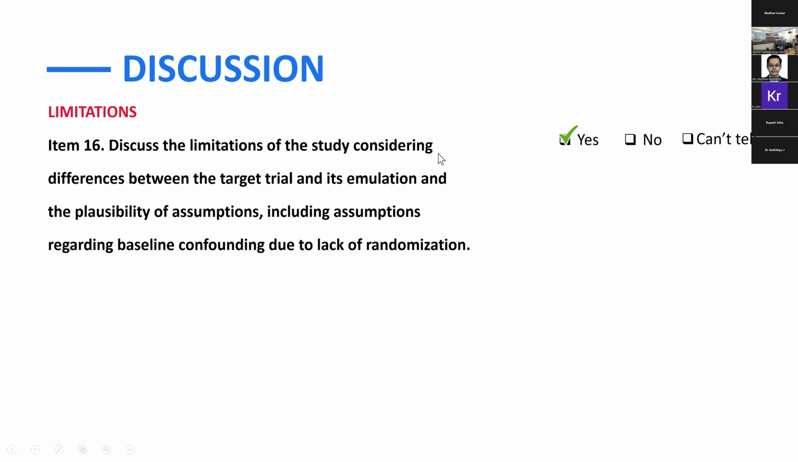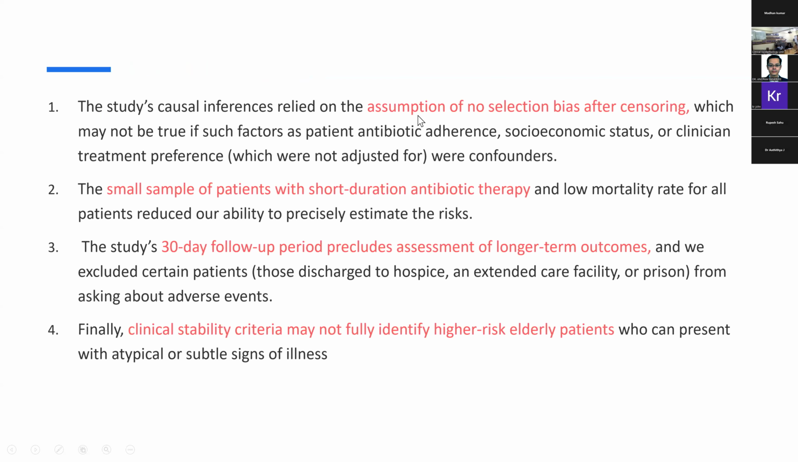Discuss the limitations of the study. They have done that. They have said that the causal inferences relied on the assumption that there was no selection bias. So this might not be true. Suppose a doctor says, I will stop antibiotics because the patient cannot buy antibiotics anymore. That is a selection bias. But they have not accounted for factors like that. They have relied on the assumption that the doctor's decision for antibiotics is purely based on clinical stability of the patient. There is a small sample of patients with short duration antibiotic therapy and low mortality rate.